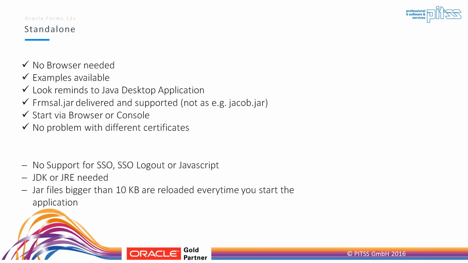We didn't find any problems with the different certificates yet. So the problem we had with the web start, having to add them in the extensions JNLP, since now we didn't find any problems there. Cons are, again, some unsupported features, JavaScript, for example. Yeah, you need a JDK or JRE, but that's not really a con. But what's a con, or yeah, it's strange, is that the jar files bigger than 10 kilobytes are reloaded every time you start the application. And yeah, we don't really know how to stop that.